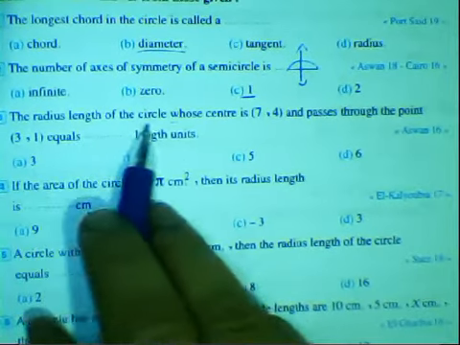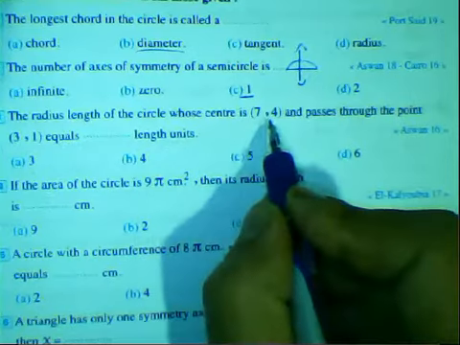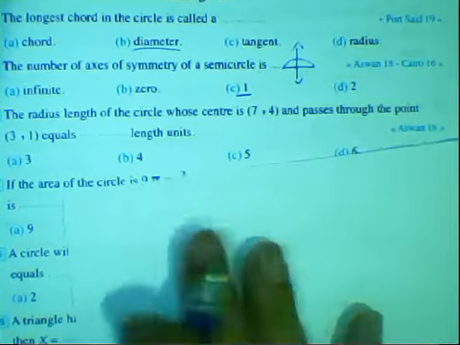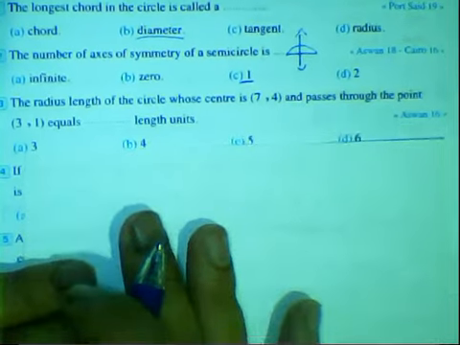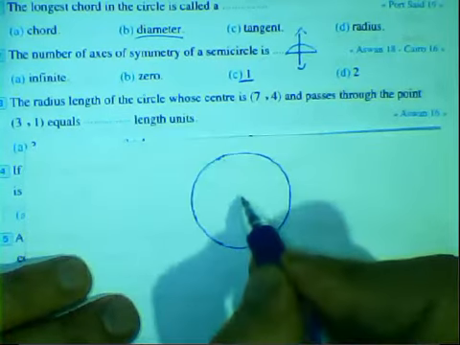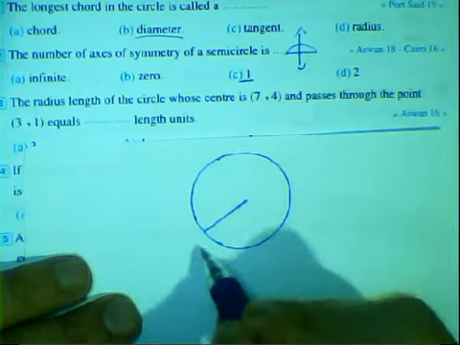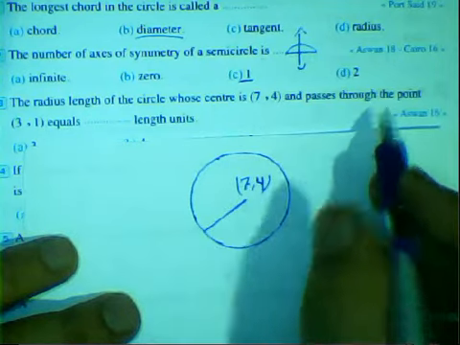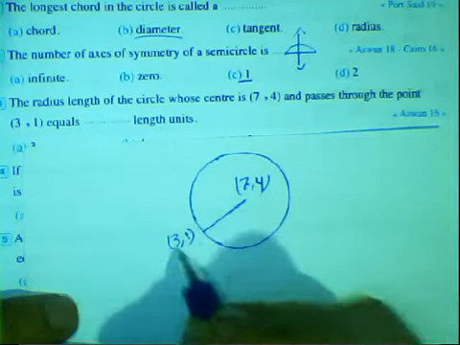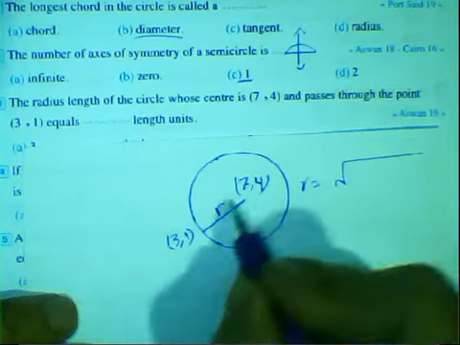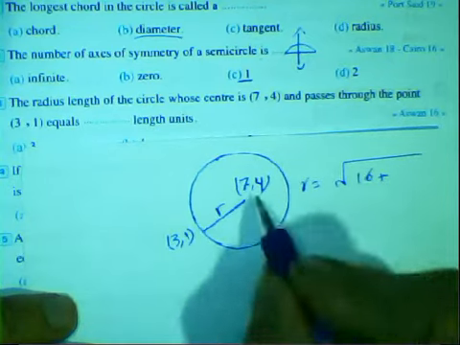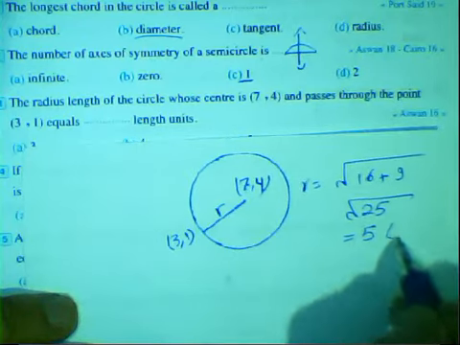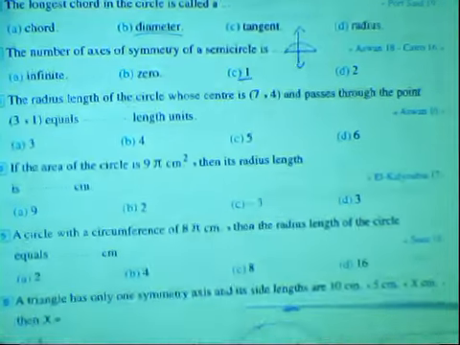The radius length of the circle whose center is (7, 4) and passing through the point (3, 1) equals blank. Look at this. He wants to find the radius. The radius is the line segment joining the center of the circle and any point on the circle. The center is (7, 4) and the point (3, 1) lies on the circle, so the radius will be the root of (7 minus 3) equals 4, power 2 equals 16, plus (4 minus 1) equals 3, power 2 equals 9. The root of 25 equals 5.